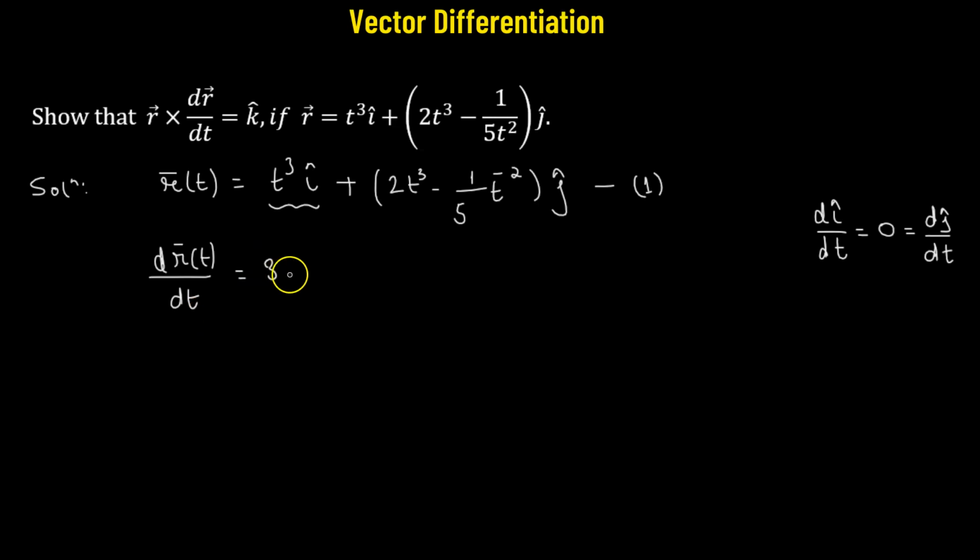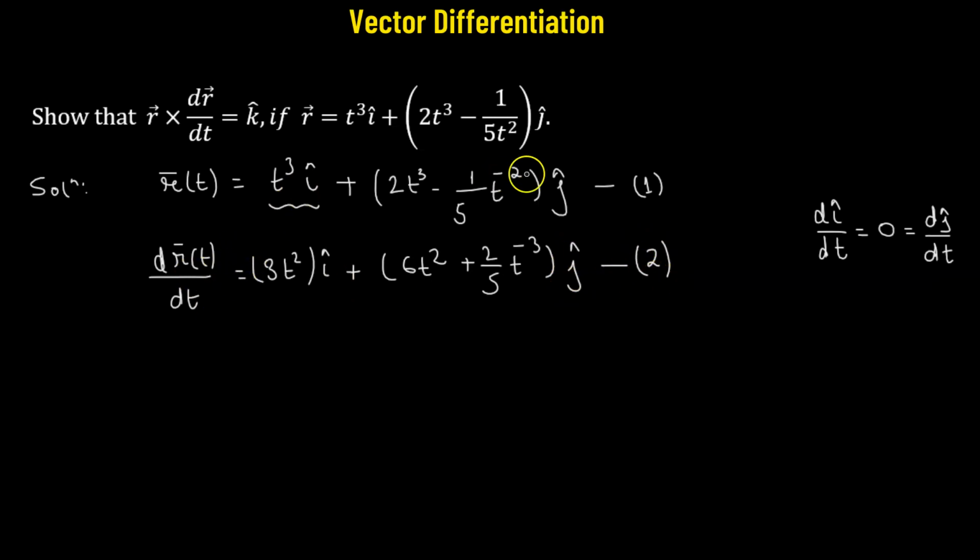So that will be 3t squared i cap plus, let's find out the derivative of 2t cubed minus 1/5 t raised to the power of negative 2. So that will be 6t squared, this will become plus 2 over 5 times t raised to the power of negative 3 j cap. Here we have used the power rule. So let this be equation number 2.